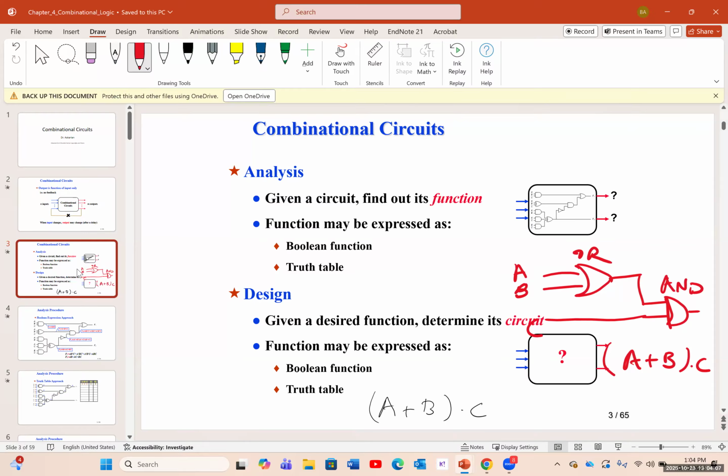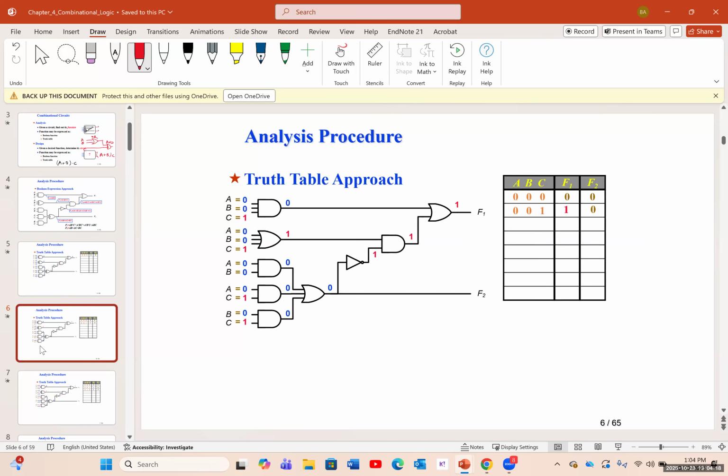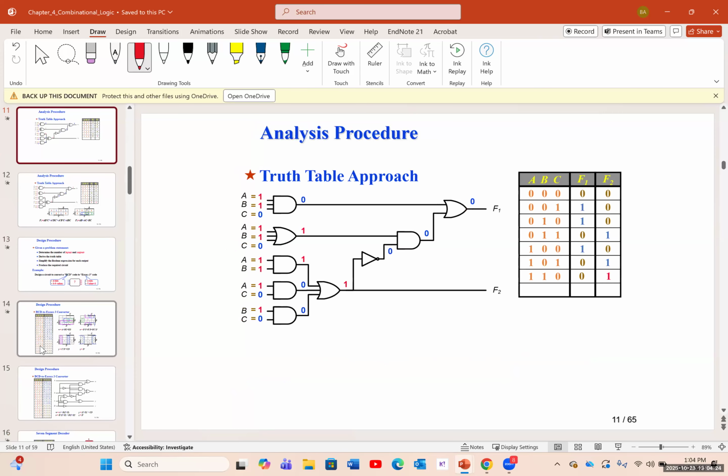And we learned how to analyze and design combinational logic circuits. We did some examples using the truth table and the K-map. First we were given a logic circuit, and from that we extracted the truth table, and using the K-map from this truth table we were able to analyze it and determine the Boolean function for it.